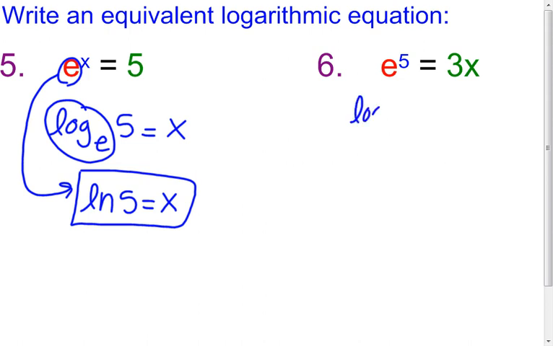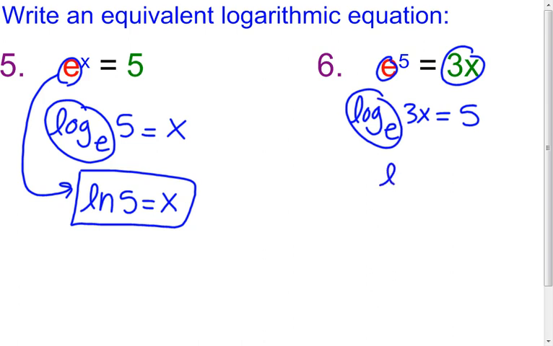Again, I can switch this to logarithmic form by saying it's log. My base is e. My exponent is 3x. And my answer is 5. Okay, but again, I would replace that log base e with the natural log of 3x is 5. Okay.